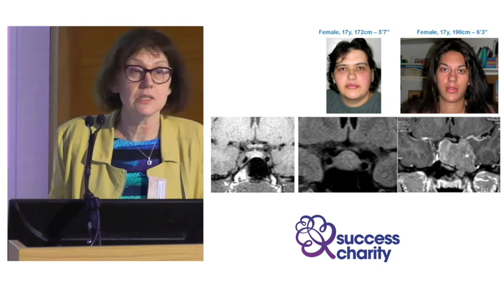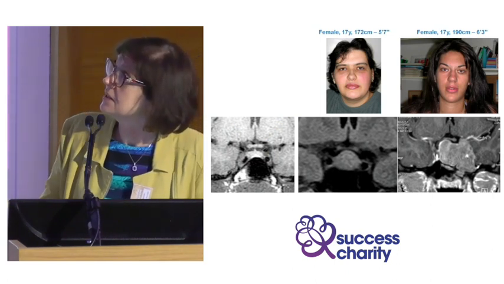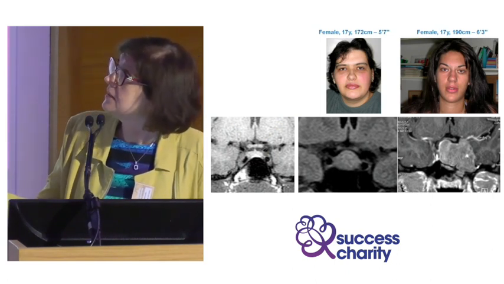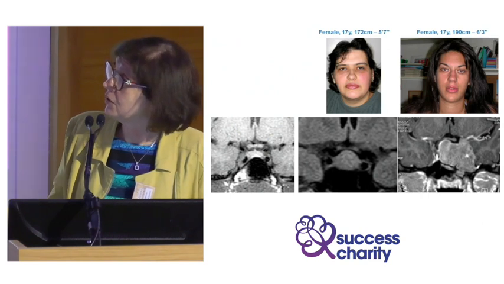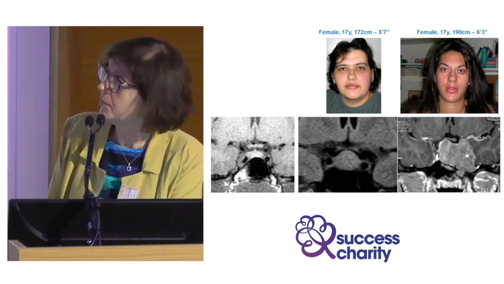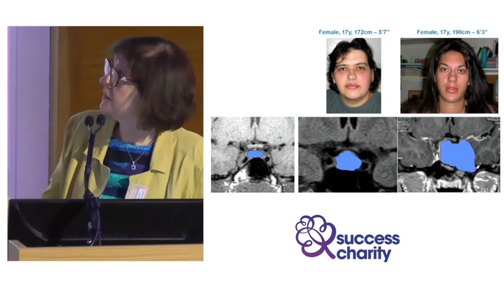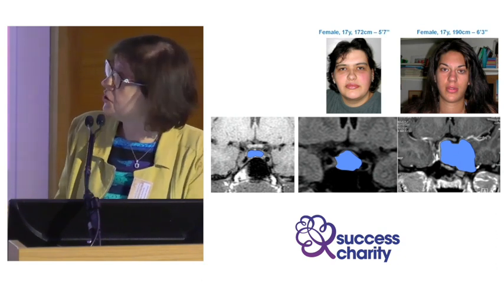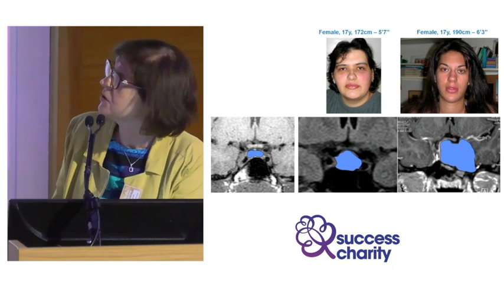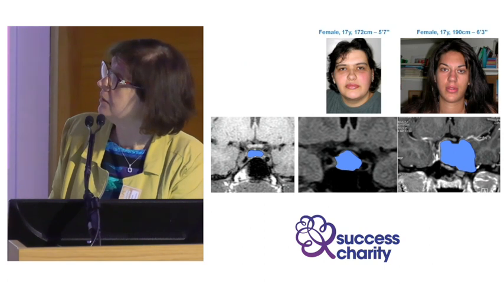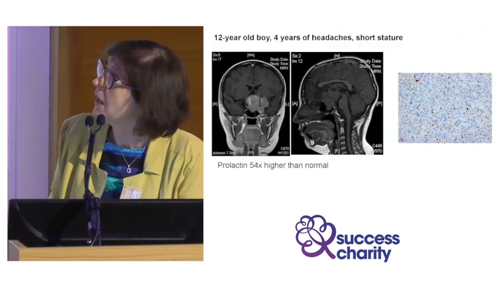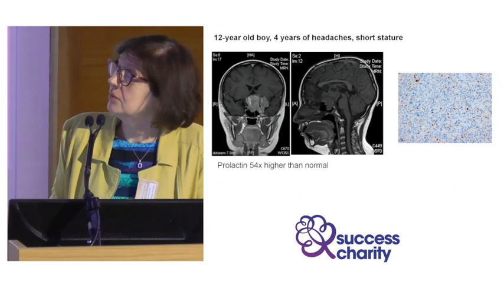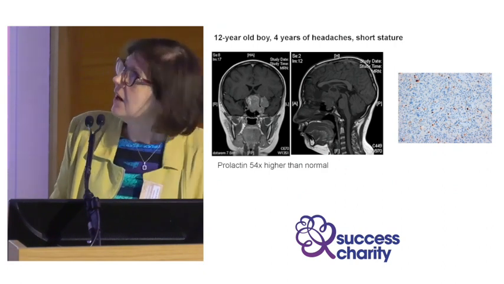But this is how it looks in patients, and these are all teenagers. This is a 17-year-old, and this is also a 17-year-old. She's already very, very tall, and here you see their tumors. So compared to the normal pituitary, this is the tumor of this girl here, and this is the tumor of this girl here. So these are really devastating issues within this childhood or teenager period, completely wrecking their lives.